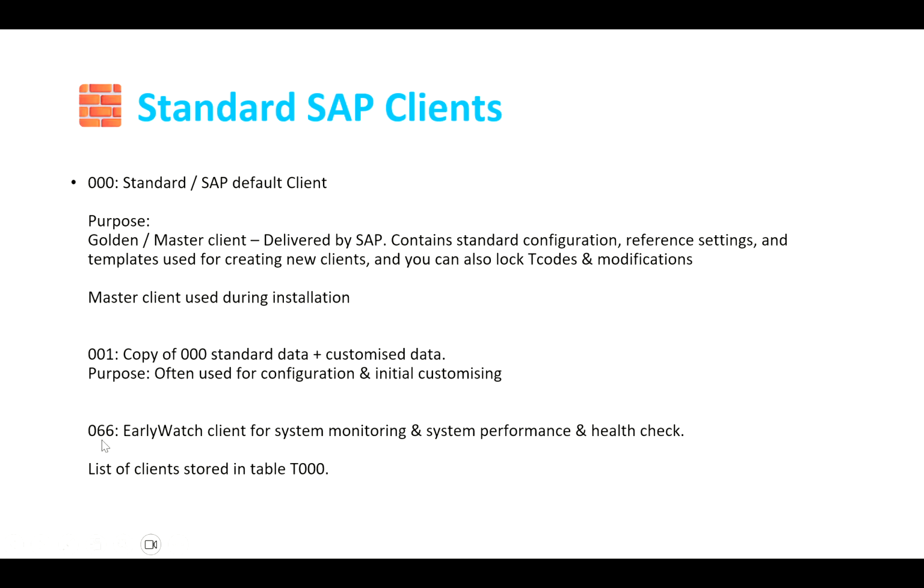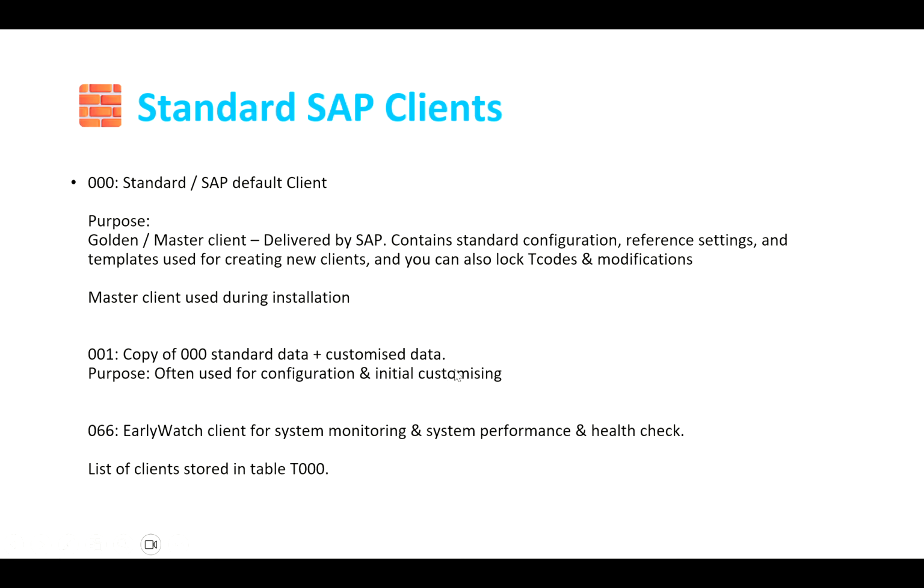And one more client we have is 066. This is called early watch. This is to check how the system is performing. It's a kind of system monitoring, and also a kind of health check for the systems. So these are the details. I never use this early watch. During installation time or while performing testing, they will be using this one.